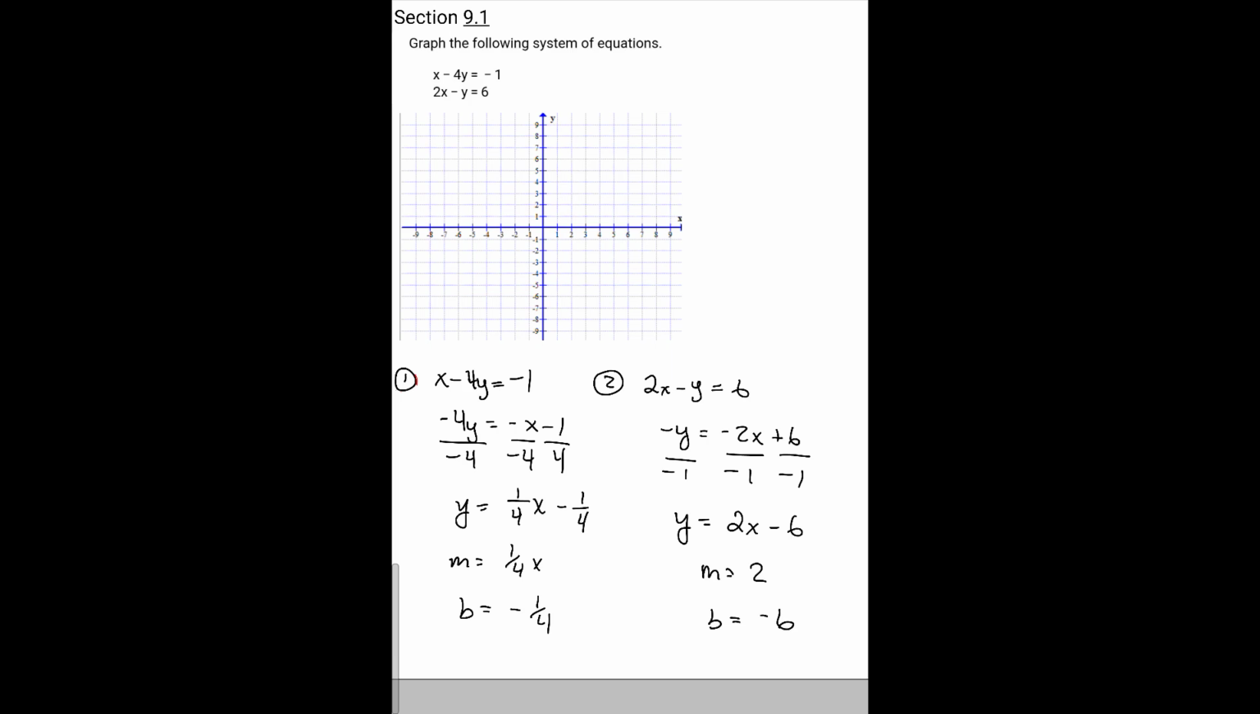Let me make a correction. On the last equation, we said our slope was 1 over 4x. It's actually just 1 over 4. So now let's go back to our graph.